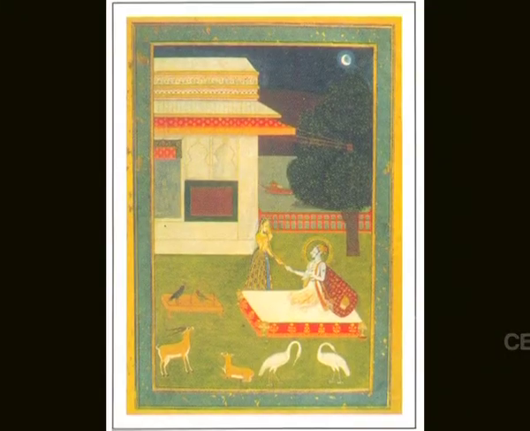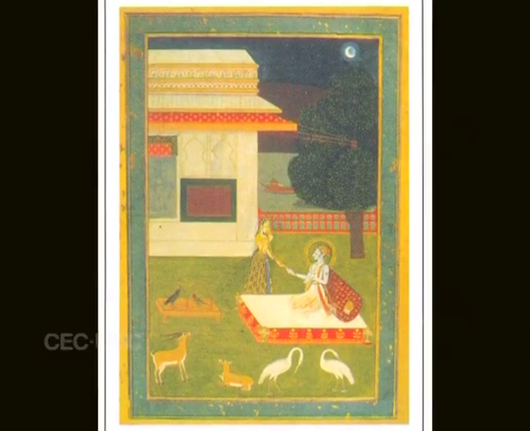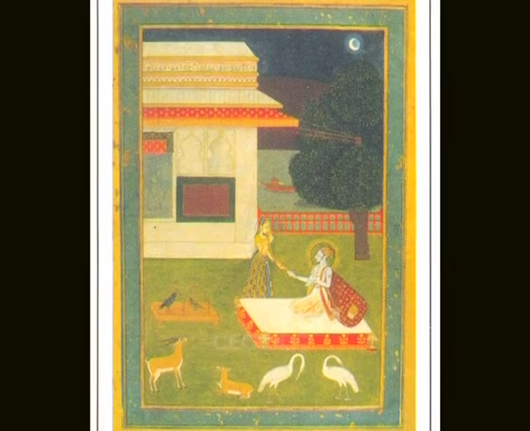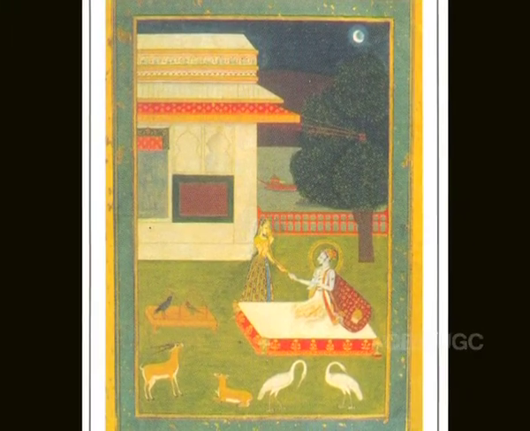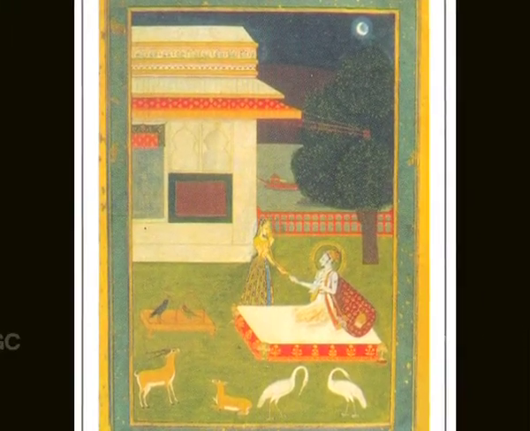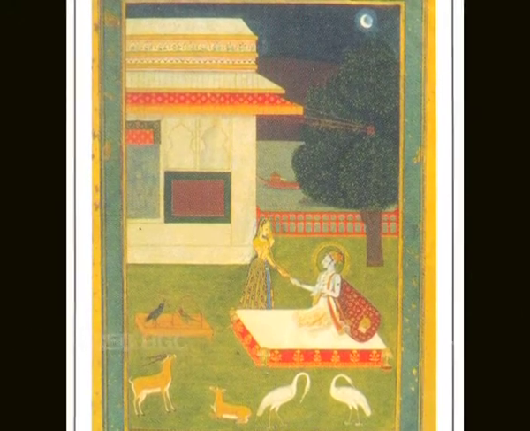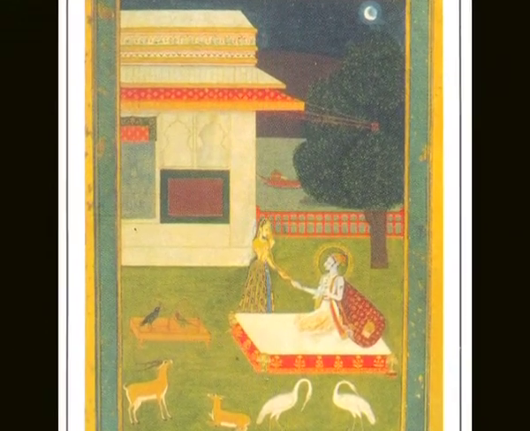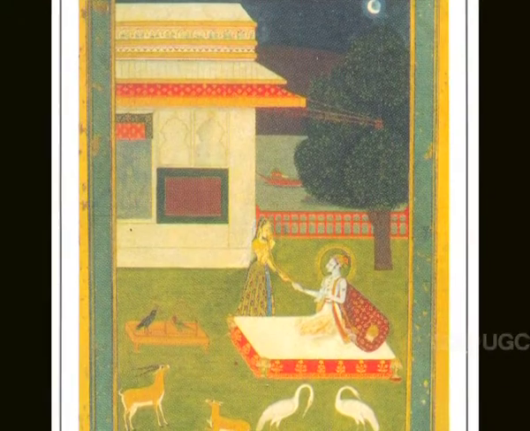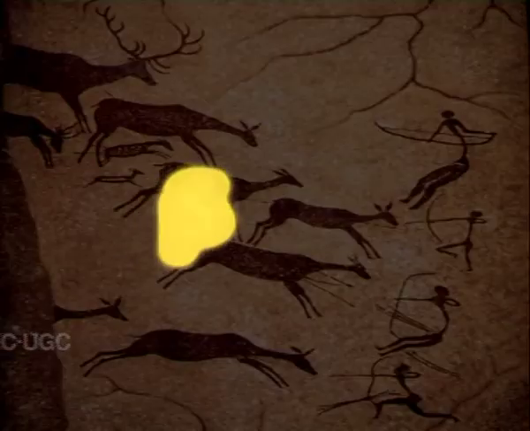Colors have been very carefully used in the miniatures of the Kishangarh school. Mostly, primary colors have been applied in these miniatures without mixing, in which red, yellow and blue, white color as well as gold and silver color has also been used.